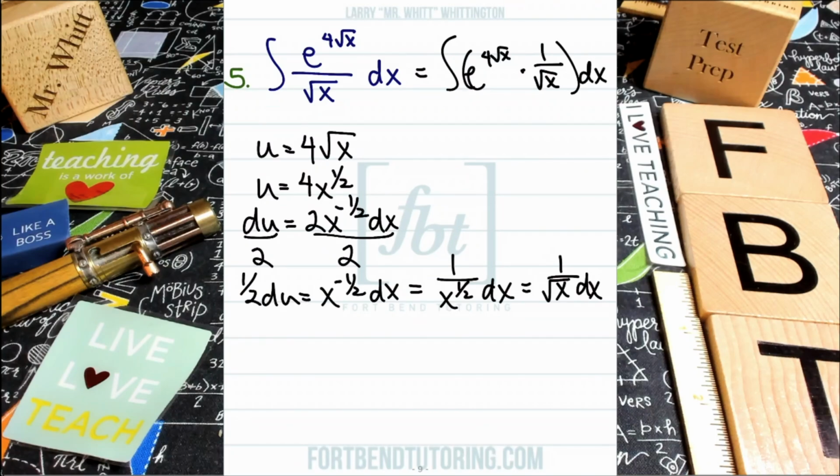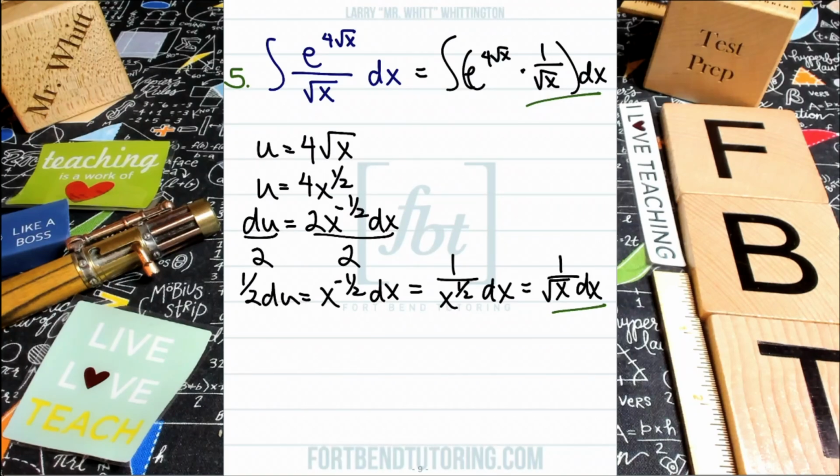Therefore, I'm showcasing that e to the 4 times the square root of x is being multiplied by 1 over the square root of x to help us match that 1/2 du to the original integral. So I'm doing a little rewrite to make things clearer for myself. I'm going to underline our 1/2 du, which is that 1 over the square root of x dx, to show that it's right here in the original integral. So now that we have everything matched up, let's go ahead and do some u-substitution, shall we?